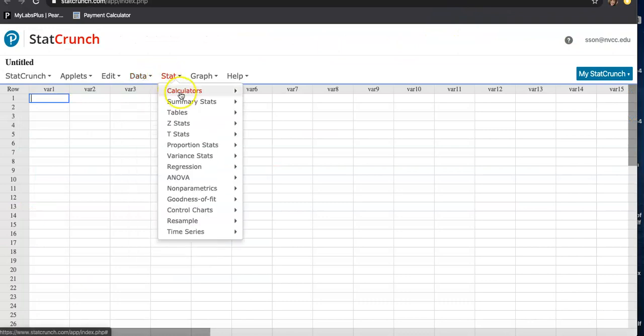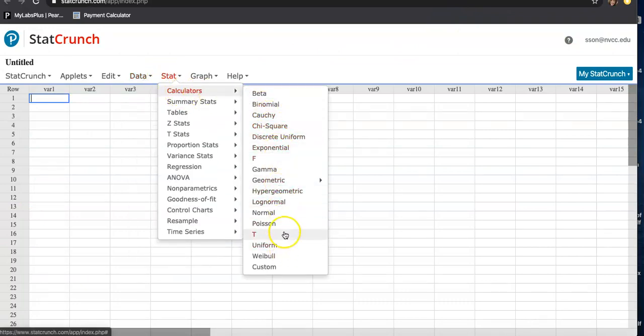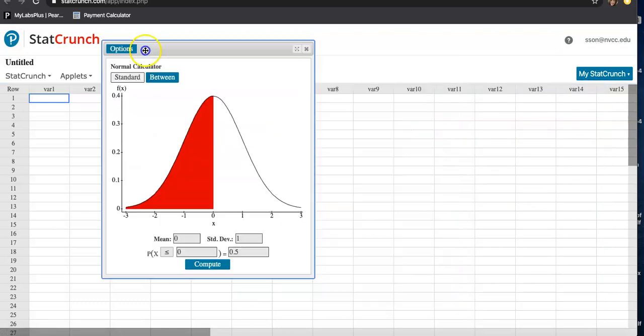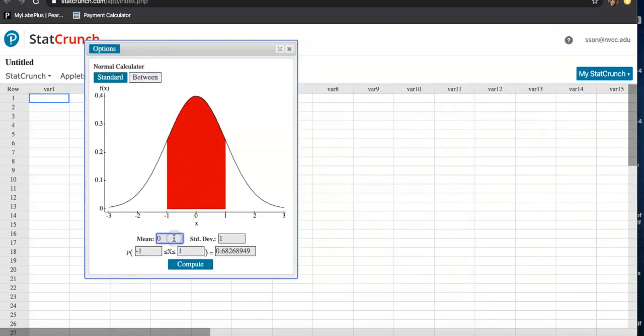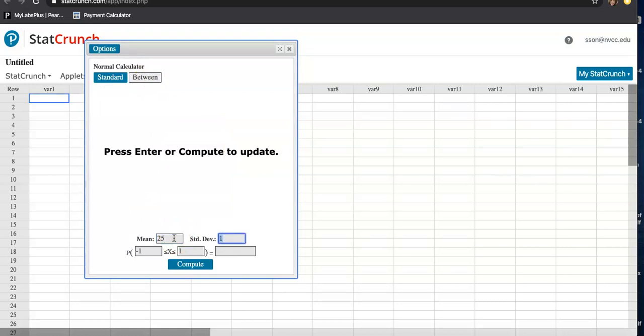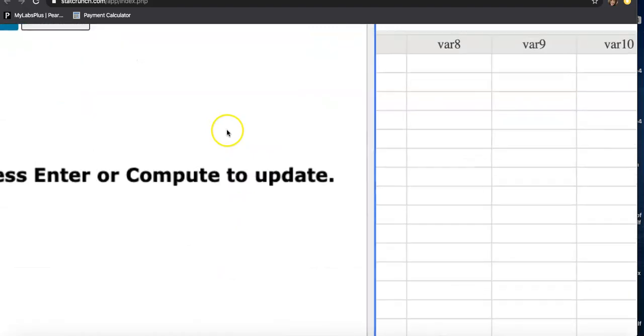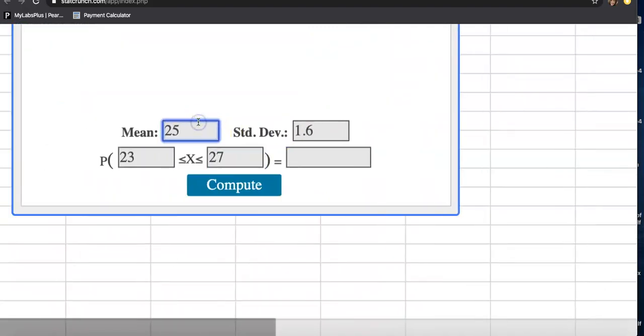So go to Stat, Calculator, and go to Normal. And then let's type in between. Mean is 25, standard deviation is 1.6, and I want the probability that x is in between 23 and 27. Let me zoom in so that you guys can see what I'm typing. Mean is 25, same as the population mean. Standard deviation, I had to calculate it using the standard error formula, but that came out to be 1.6. And we want within 2 years of the mean age, so I used 23 to the left and 27 to the right bound and compute it.